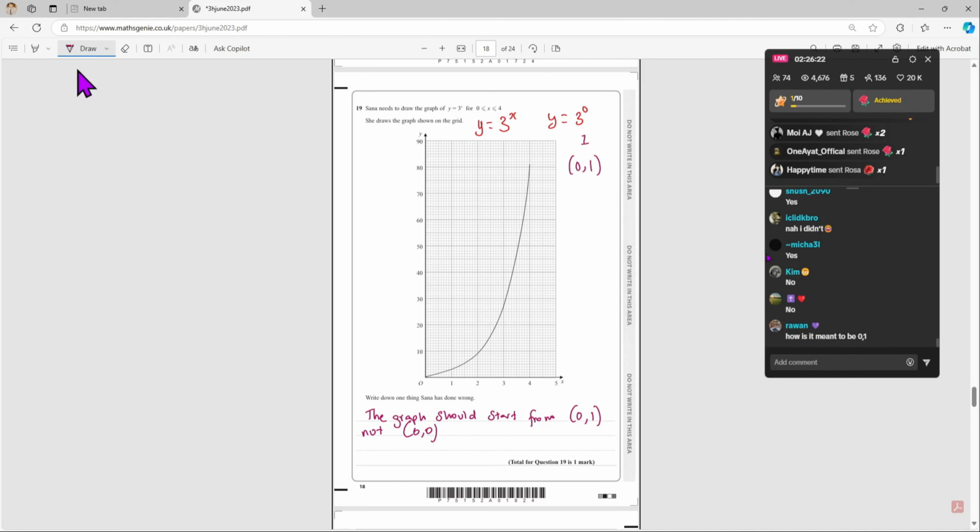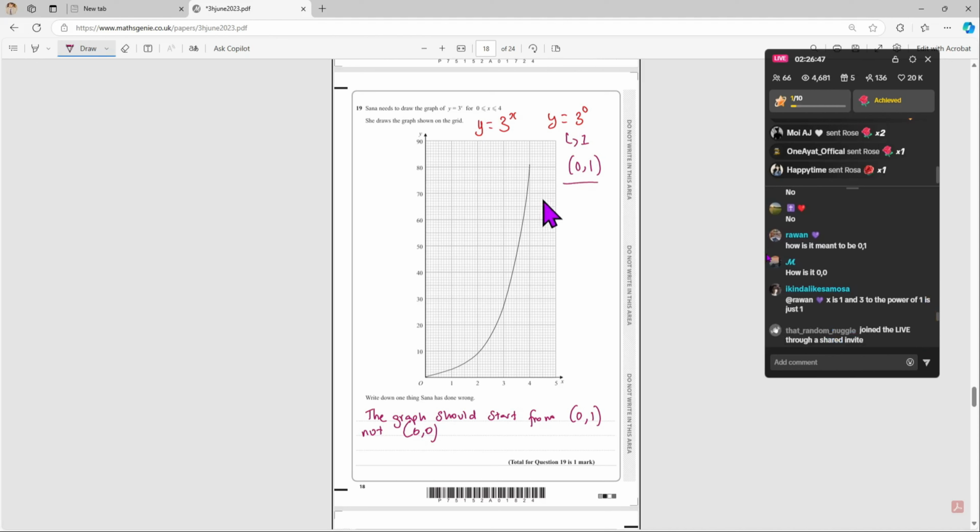How is it meant to be 0, 1? It is because we have the graph of y is equal to 3 to the power of x. Now, if our x value is 0, then y is equal to 3 to the power of 0. 3 to the power of 0 is equal to 1. So our first ever coordinate is going to be 0, 1. Okay? Our first coordinate is going to be 0 and then 1. And that is how you would get it.